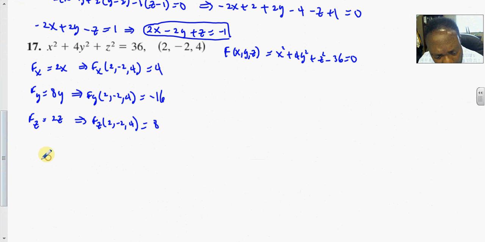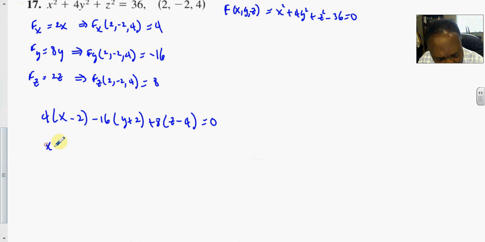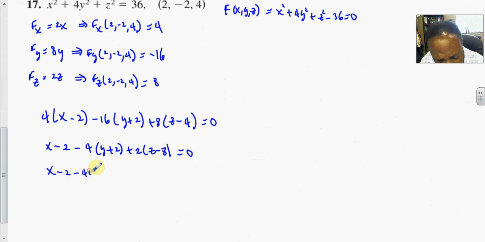So now we plug everything in that we want. This is 4 times x minus 2 minus 16 times y minus a negative 2 becomes y plus 2, plus 8 times z minus 4 is equal to 0. Since I have common numbers 4, 16, and 8, I'm going to just divide both sides by 4 to try to make the math a little bit easier for me. So x minus 2 minus 4 times y plus 2 plus 2 times z minus 4 is equal to 0. Simplify that. x minus 2 minus 4y minus 8 plus 2z minus 8 equal to 0.